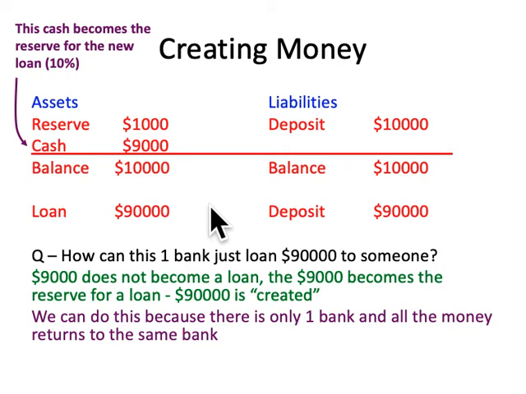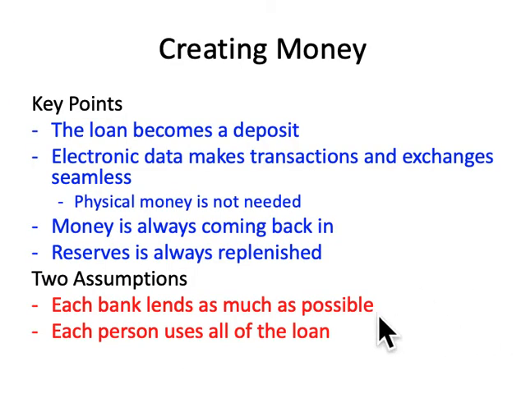Two, the person is going to use the entirety of the loan, right? They might not use all of this $90,000. They might only use $87,000 or whatnot, right? So if that happens, then the impact of this loan, this creating money system, is going to be less. So be very clear with the assumptions. Each bank lends as much as possible. Each person uses all of said loan.